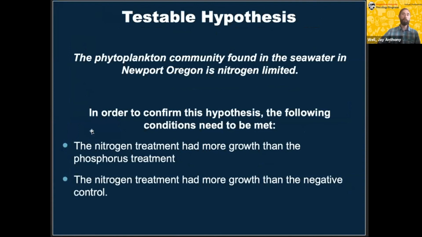In this example, we're talking about the phytoplankton community found in seawater in Newport, Oregon is nitrogen limited. In order to confirm this hypothesis, the following conditions need to be met. The nitrogen treatment has to have more growth than the phosphorus treatment, and the nitrogen treatment has to have more growth than the negative control. Again, here, the idea of controls is another important learning opportunity for students of why you have controls in an experiment.